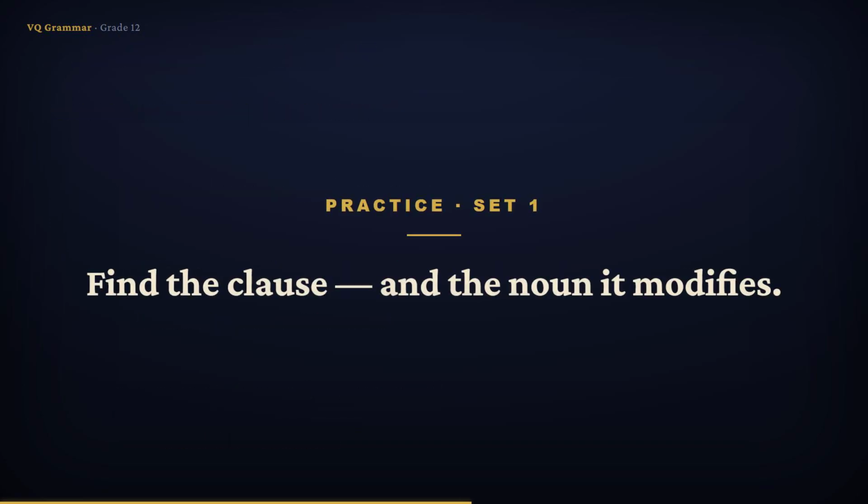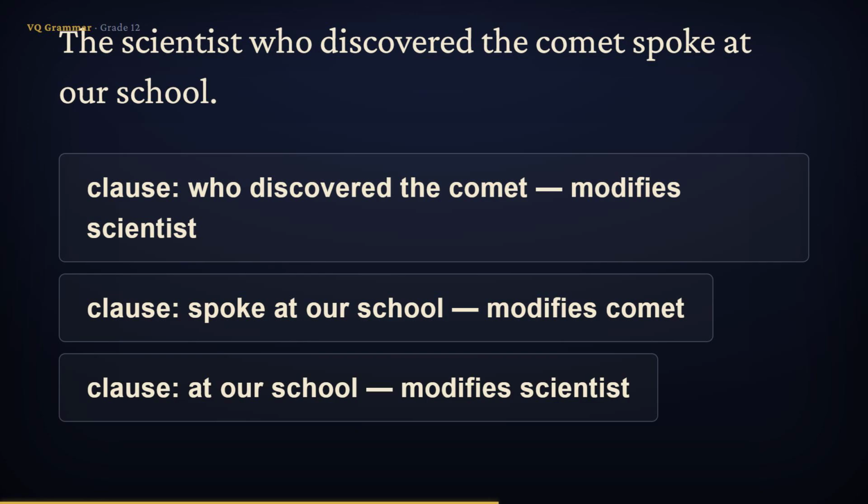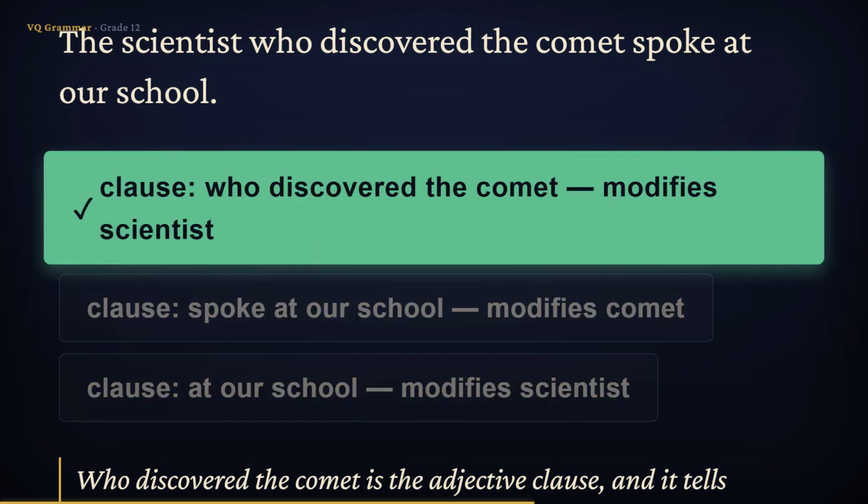Let's practice. In this first set, I'll give you a sentence, and your job is to find the adjective clause and name the noun it modifies. Pause the video and decide before I reveal each answer. The scientist who discovered the comet spoke at our school. Find the clause that opens with a relative pronoun. That's who discovered the comet. Now, which noun does it describe? It tells us which scientist we mean, the one who discovered the comet. So the adjective clause is who discovered the comet, and it modifies the noun scientist.